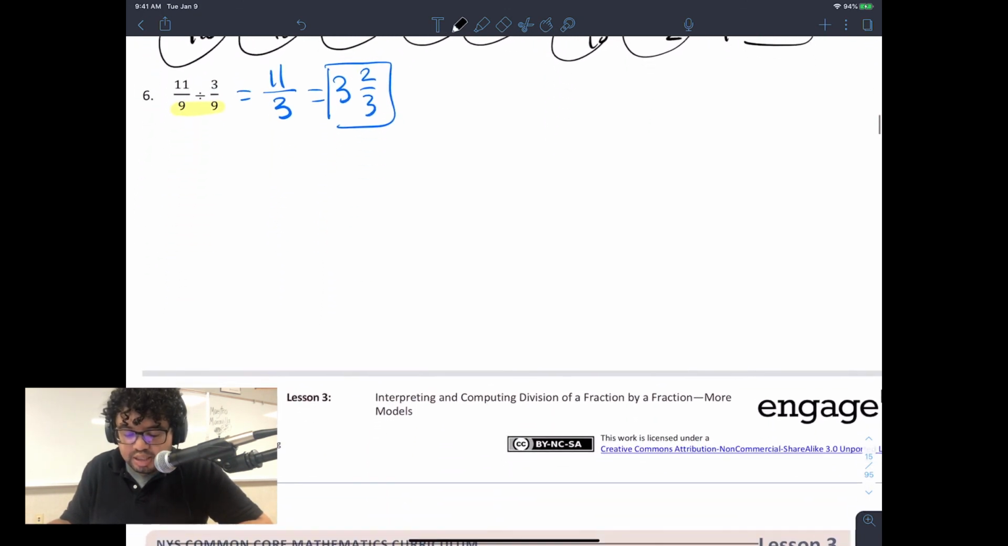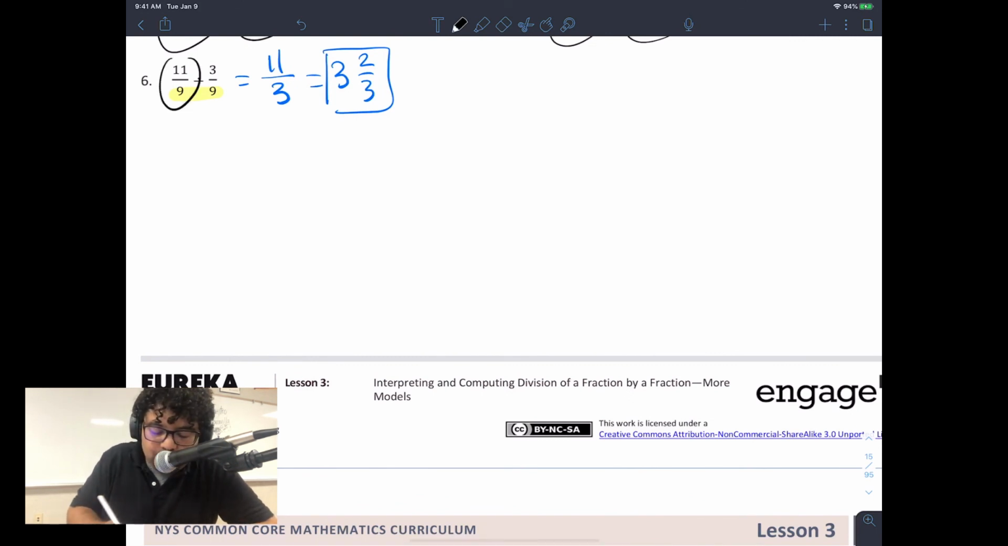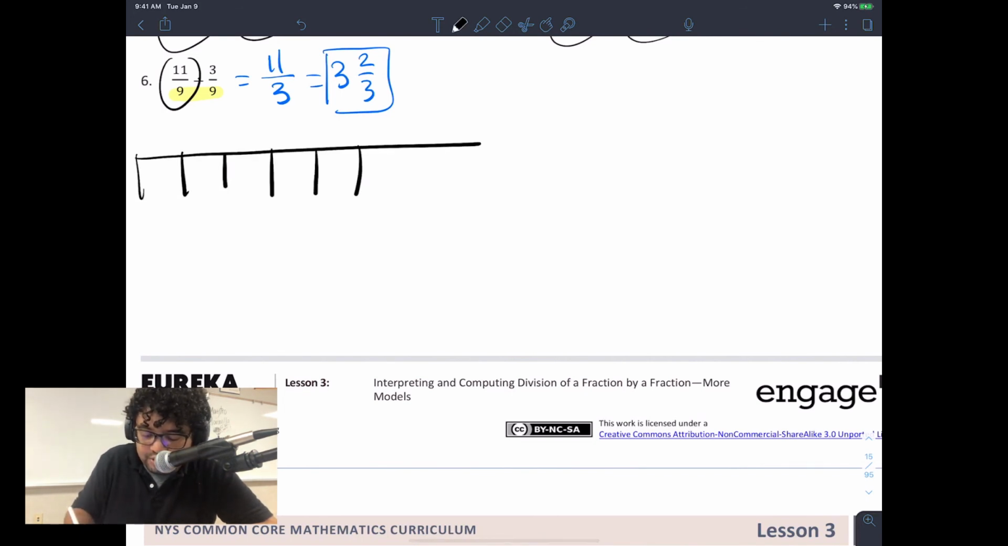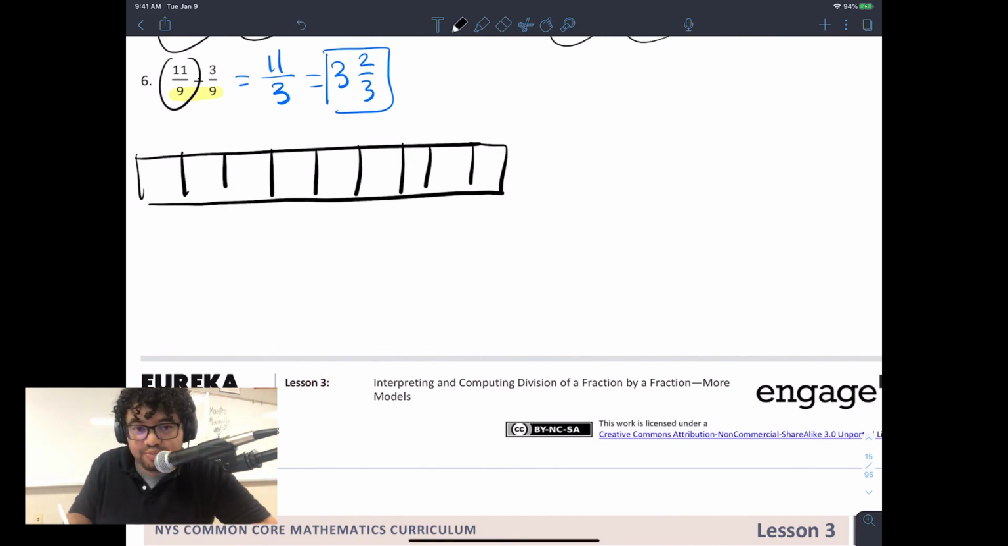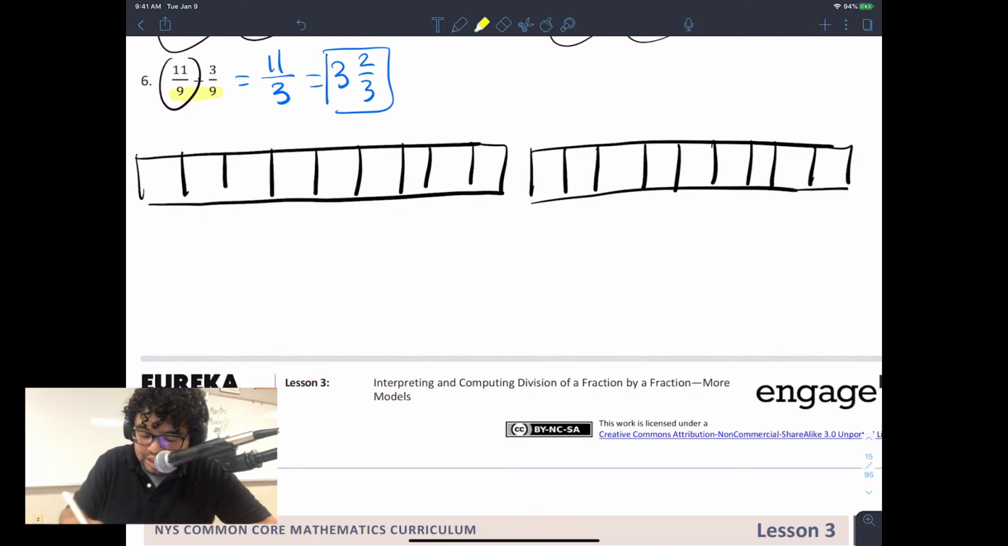The last one is 11 ninths divided by 3 ninths. So then once again, I'm going to do this based on my first one. So do 1, 2, 3, 4, 5, 6, 7, 8, 9. But I need 11. Okay, I need 11. So I need to do another one. So 1, 2, 3, 4, 5, 6, 7, 8, 9. Now I need to shade in 11. So 1, 2, 3, 4, 5, 6, 7, 8, 9, 10, 11.